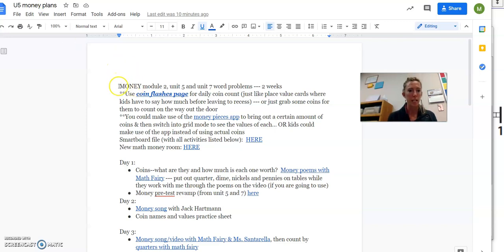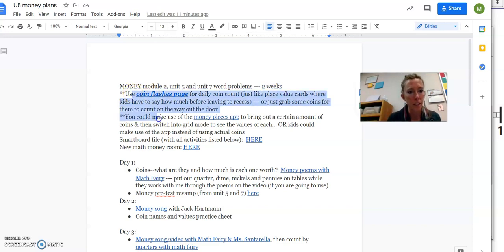All right, second grade. Here is the other part of Unit 5 with money. And I incorporated Unit 7 into it because Unit 7 also has some money in it, incorporating some word problems. So likely that instead of just a week on money, I would advise taking 2 weeks, or more if you need it. Kids just don't get enough of that money practice.